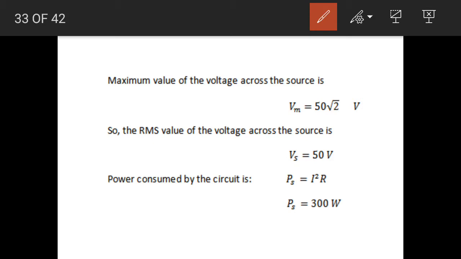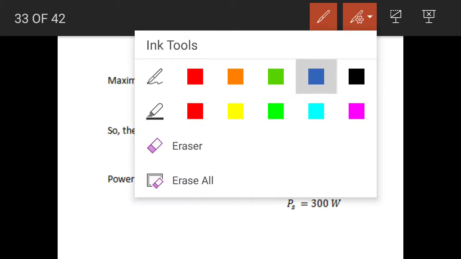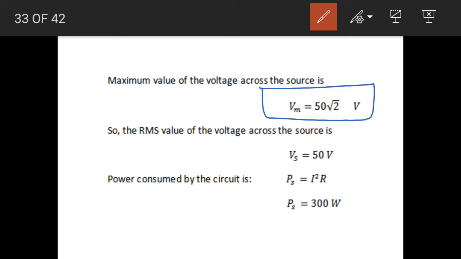The maximum value of the voltage across the source is 50 under root 2. We divide this value by under root 2 and we obtain the RMS value of the source voltage. The RMS value of the source voltage is 50 volt. If we install a voltmeter across the source, the voltmeter will read 50 volt.